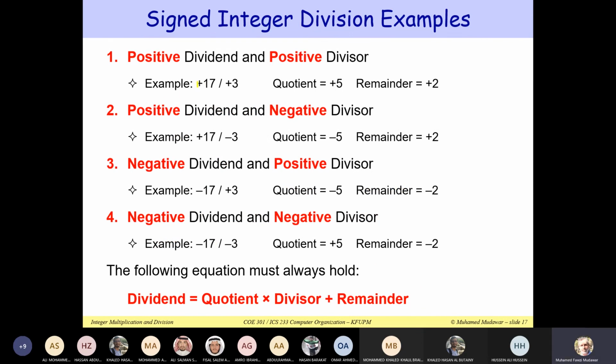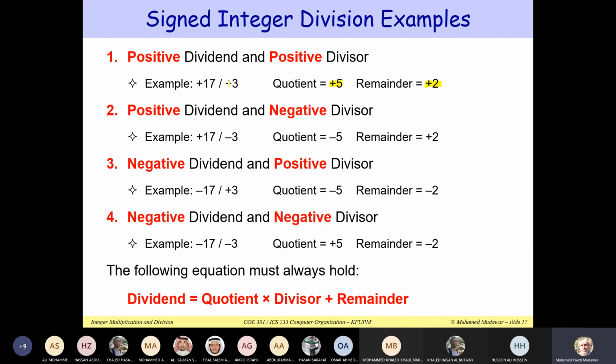If I would like to divide plus 17 by plus 3, notice that the two numbers are positive. So the quotient is positive and the remainder is positive. This is case number 1. We have 4 cases because the dividend can be positive or negative, and the divisor can also be positive or negative. So positive divided by positive gives a positive quotient and a positive remainder.